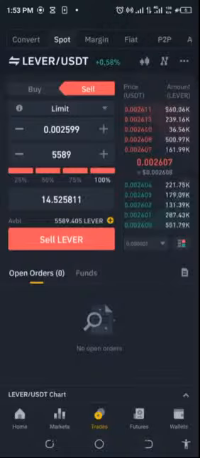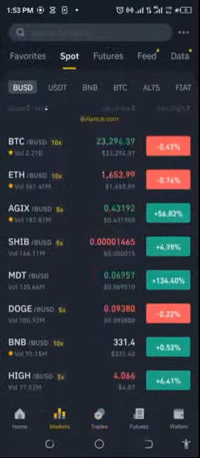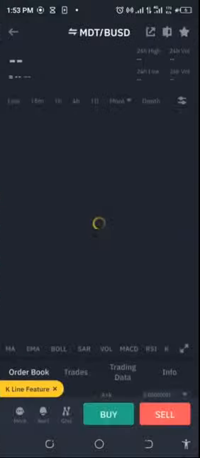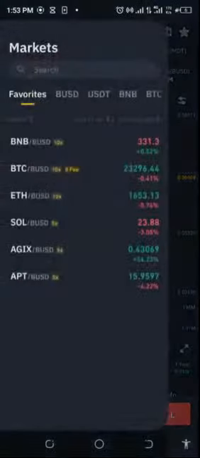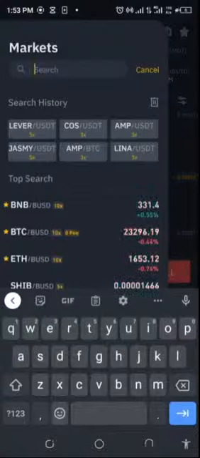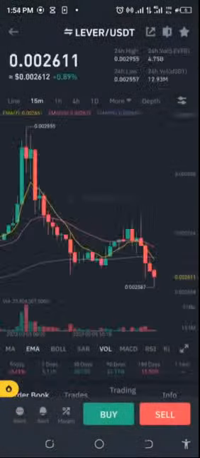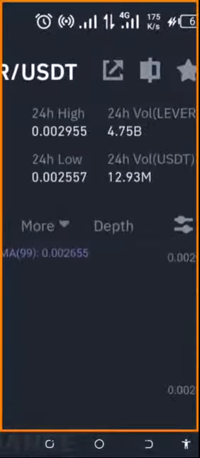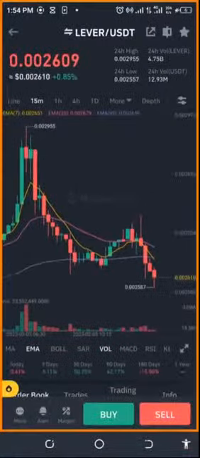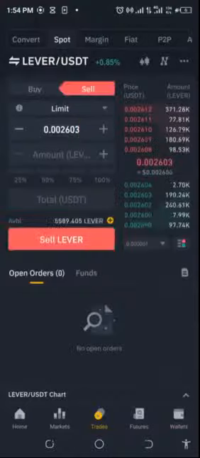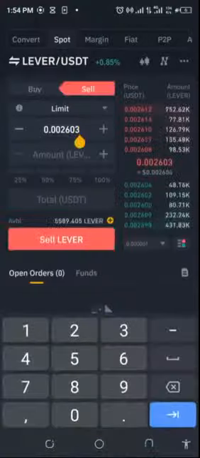Don't forget, let's go back to the all-time high. All right, and then choose something slightly lower than that. So let's just click on this and go back to the all-time high. Okay, the all-time high of lever USDT. So I'm just going to click on that. We have 2955. So I'm going to go and do 2655. All right, let's do 2655. Okay, so I'm going to take that to 2655.